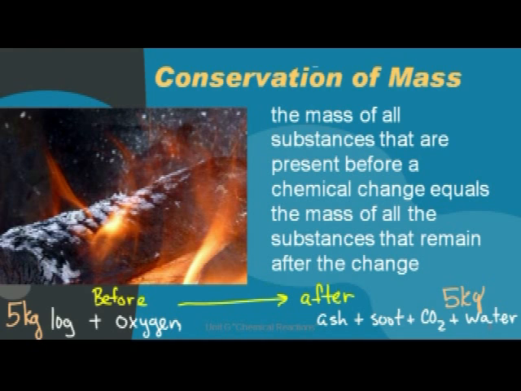And with the conservation of mass law, if we start with 5 kilograms of a log and oxygen, then we must produce 5 kilograms of ash, soot, carbon dioxide, and water, because we can neither create nor destroy the mass that was in our reaction.